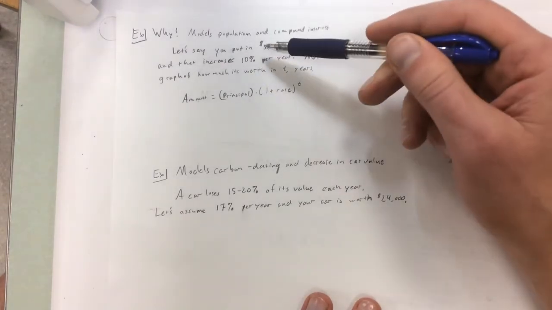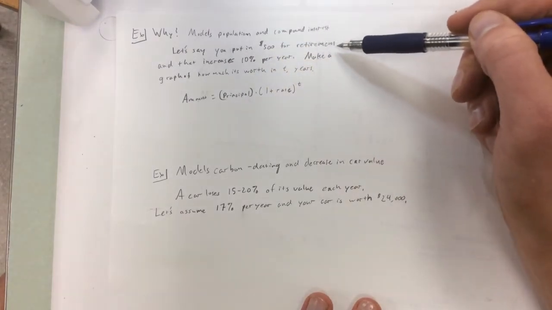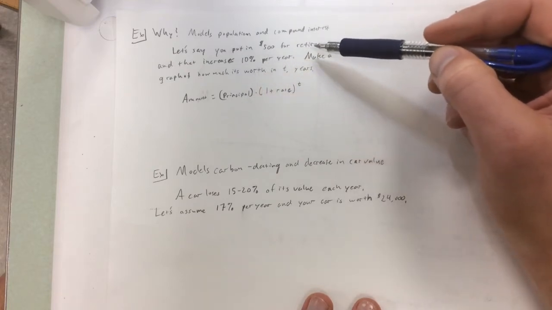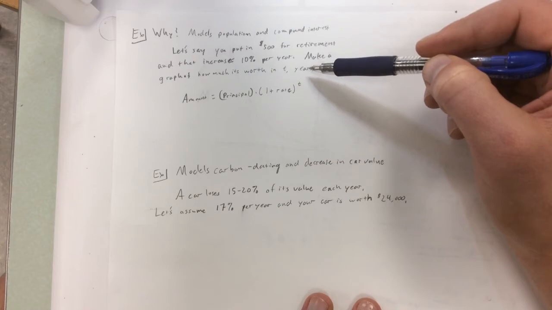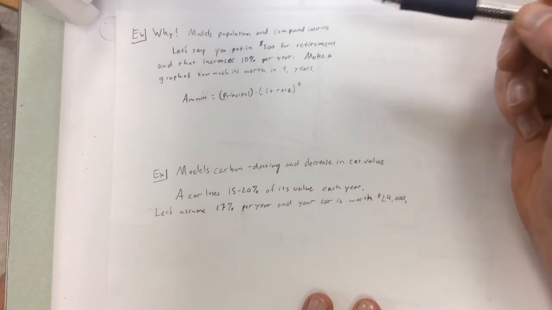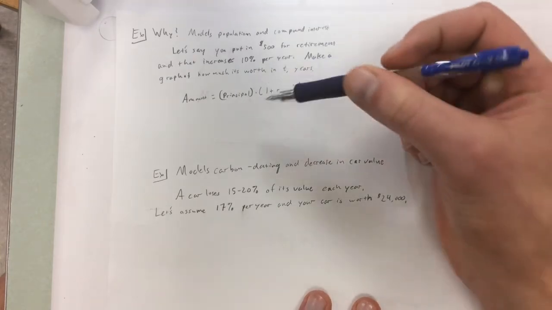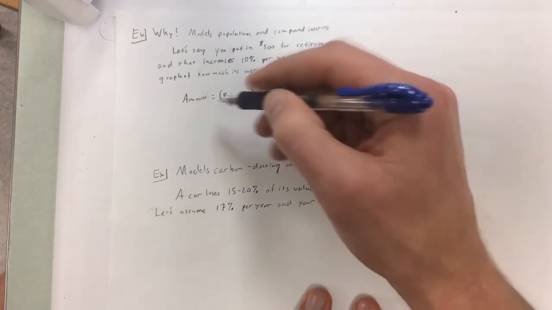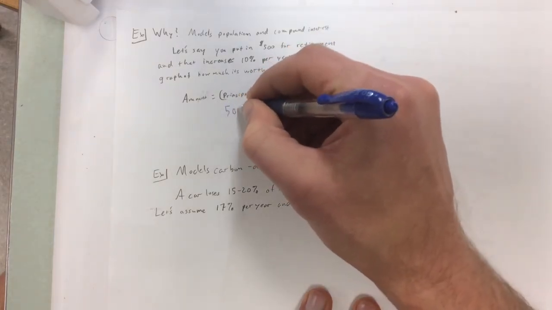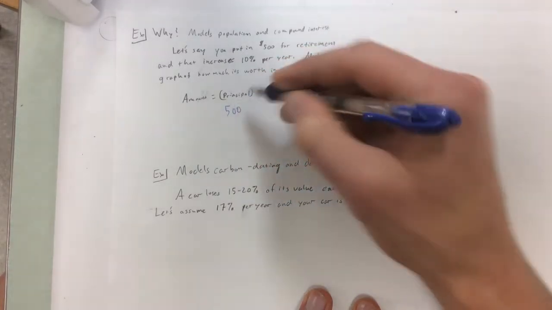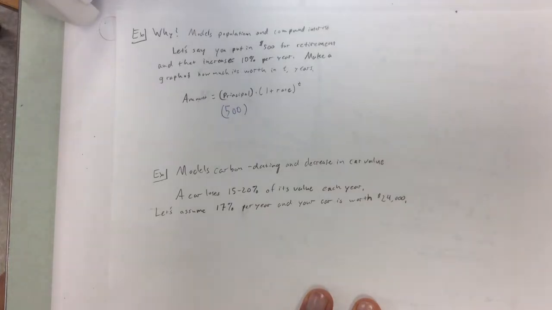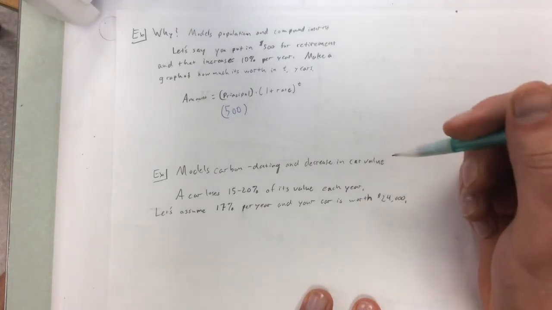For example, let's say you put in $500 for retirement, and that increases at 10% per year. We're going to make a graph to see how much it's worth in t years. So the principal, or the starting amount, is going to be $500. That's our starting amount right there. And every year we know it's going to be increased by 10%.